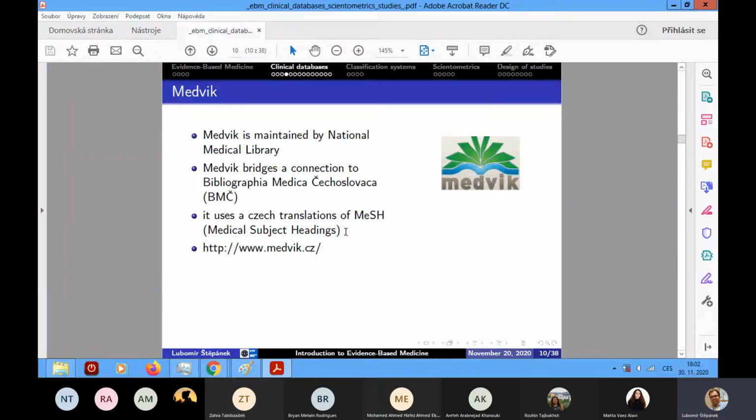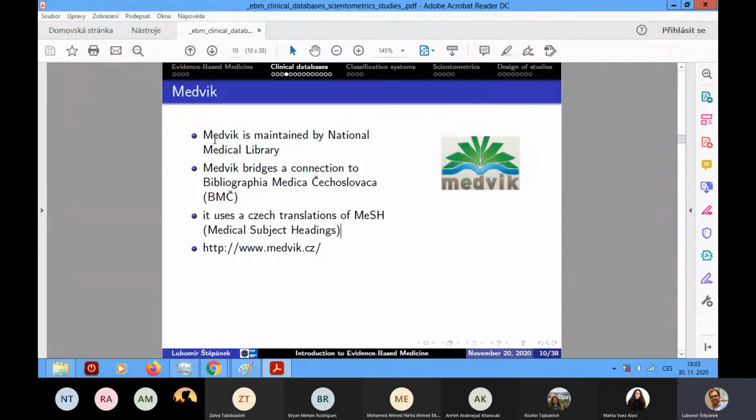I think many of my colleagues still did their thesis in Czech language. So for this reason, it's still important to have something like a Czech translation of the Medical Subject Headings, which is, as I told you, just a special vocabulary, a special dictionary of synonyms, such that from each set of synonyms, only one is picked up, and this one is used for the automatic tagging of the documents. So that's why the Medvik is important.